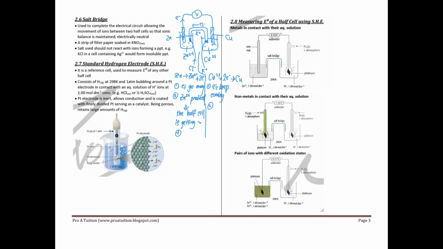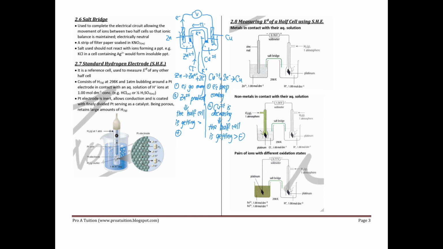And number two, the second problem is Cu2 plus is decreasing. So you should expect the positive ion keeps decreasing in amount, and then the electron keeps coming. So the overall effect is the half cell is getting more and more negative.